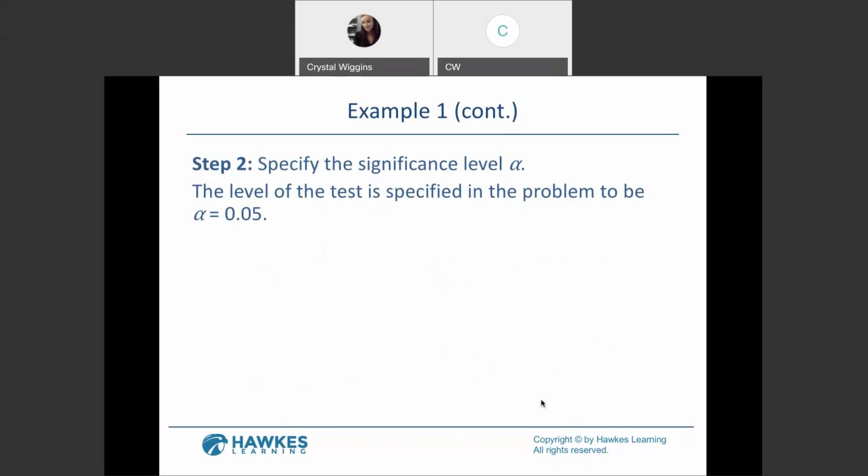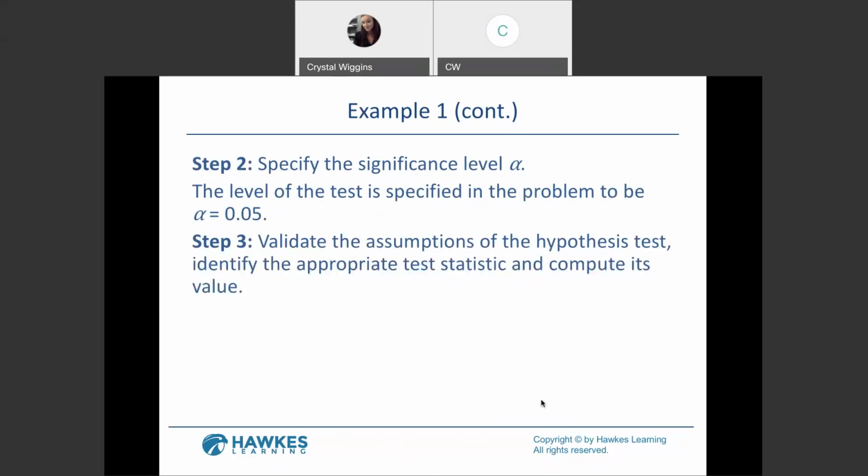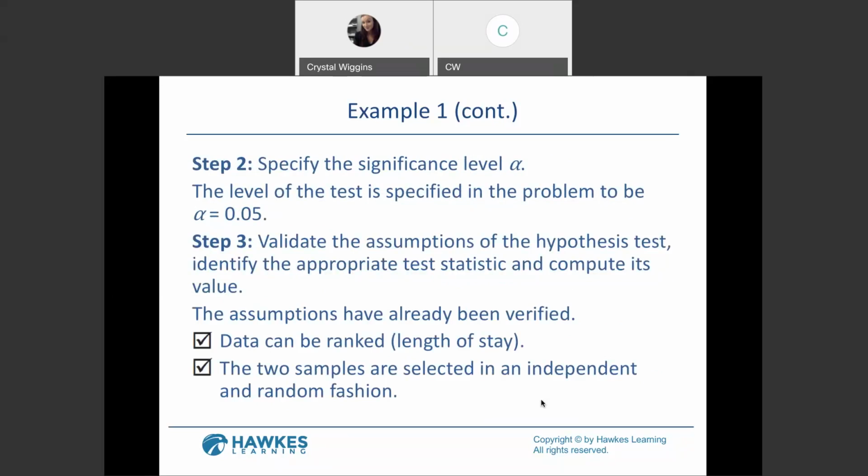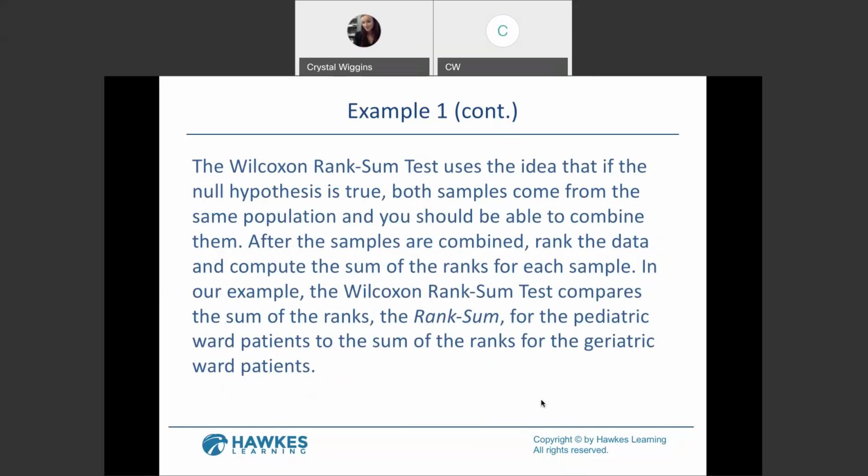Our alpha level is set to 0.05. We validate the assumptions: the data can be ranked, and the two samples are randomly selected and independent. The Wilcoxon rank sum test uses the idea that if the null hypothesis is true, both samples come from the same population and you should be able to combine them. After the samples are combined, notice the ranks we're using are of the combined data, we rank the data and compute the sums of the ranks for each.